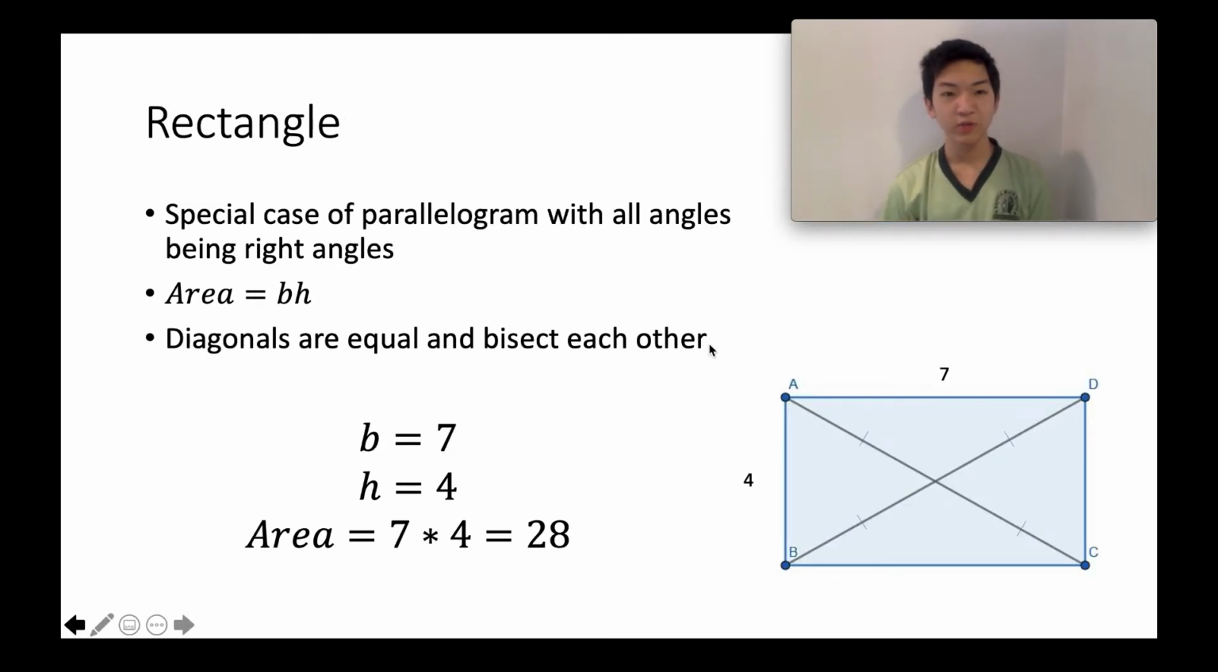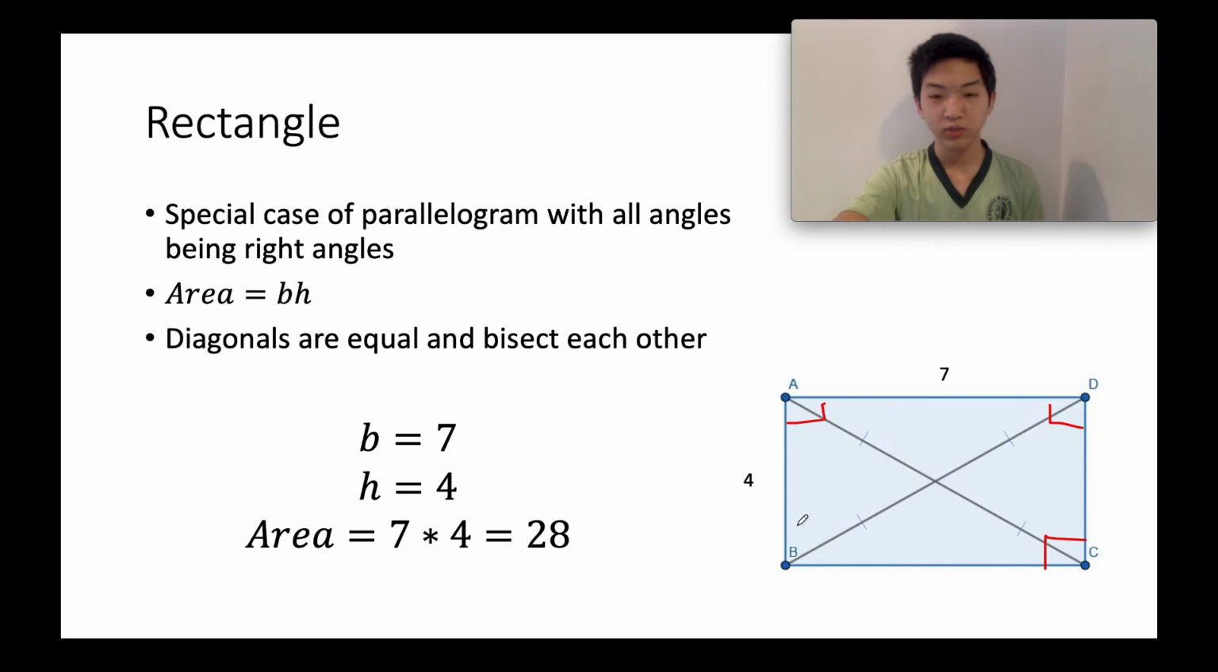Next, I'll be going over rectangles. They are a special case of parallelograms with all of their angles being right angles. So if this is a right angle, we know that that's a right angle, that's a right angle, and then these are all right angles.